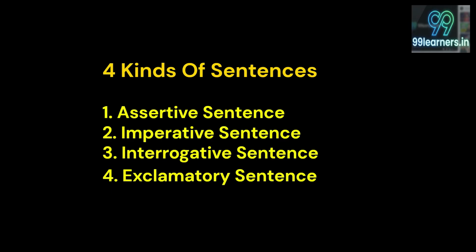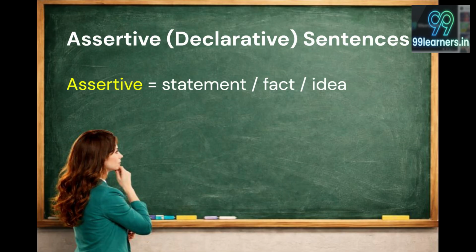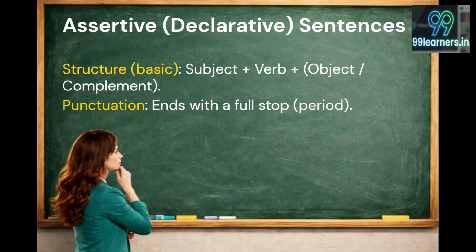Ready? Let's begin. 1. Assertive or declarative sentences. An assertive sentence, also called a declarative sentence, states a fact, gives information, or expresses an opinion. It's the most common kind. Structure: basic subject plus verb plus object or complement. Punctuation: ends with a full stop, a period.